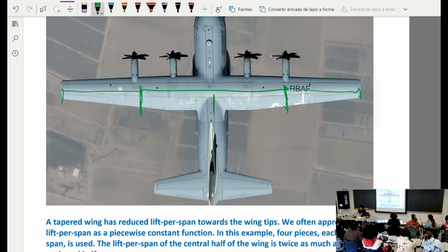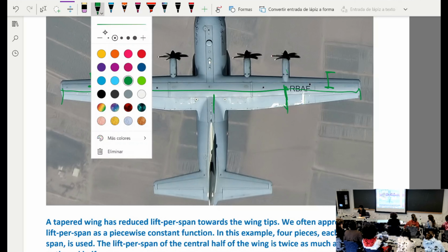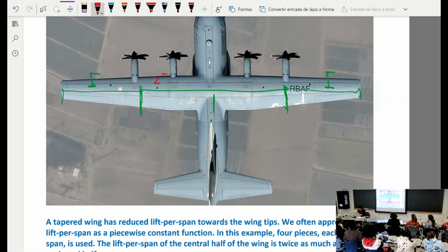Okay, which means if the circulation of the bound vortex in the outboard portion is gamma, then in the inboard portion, the circulation is going to be 2 gamma, right? Okay, so what does that mean for the strength of circulation of the trailing vortices? Can somebody tell me, how do you calculate the circulation of the trailing vortices?